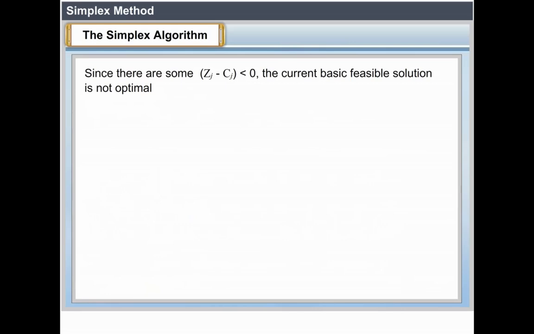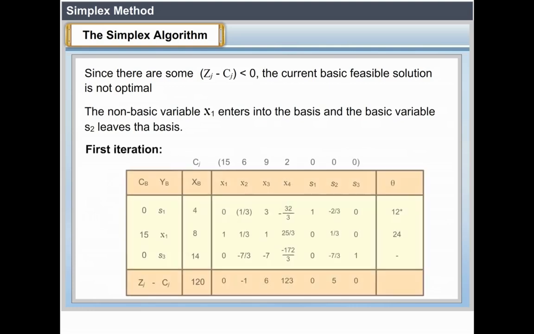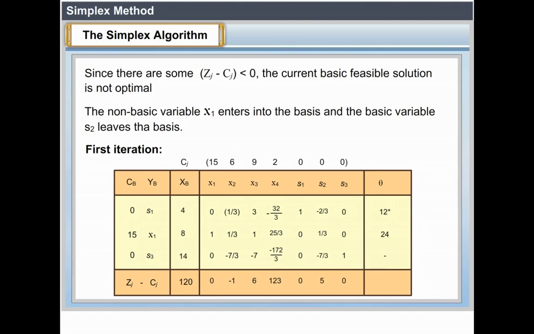Since there are some Zj minus Cj less than 0, the current basic feasible solution is not optimal. The non-basic variable x1 enters into the basis and the basic variable s2 leaves the basis. First iteration, we have to fill the table CB, YB, XB, X1, X2, X3, X4, S1, S2, S3. Now we have to write the values row by row.